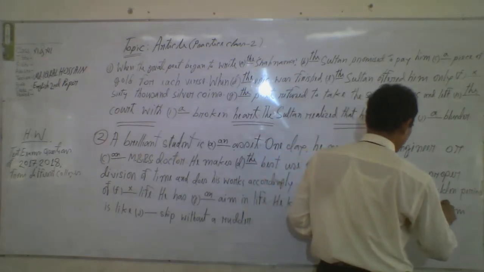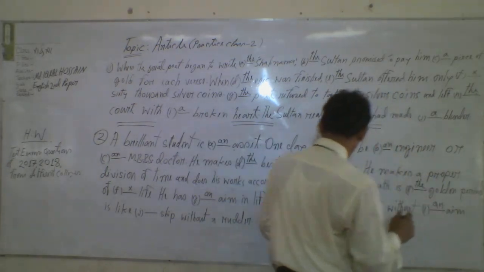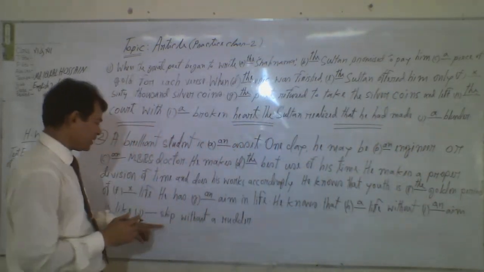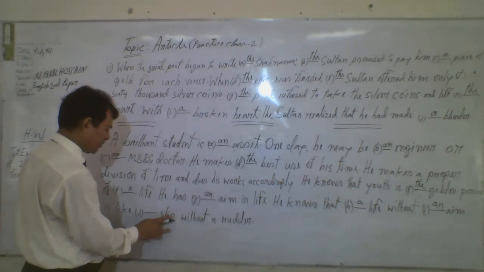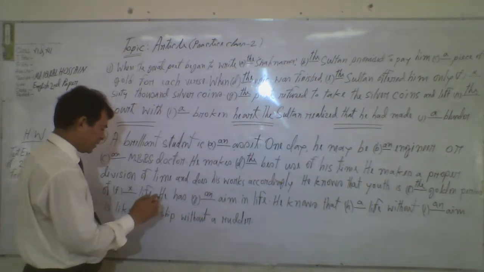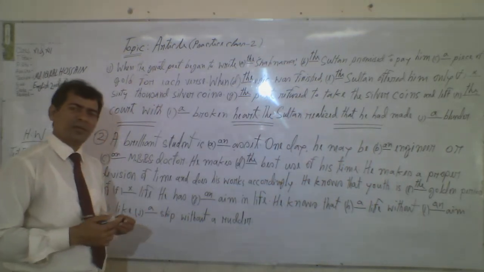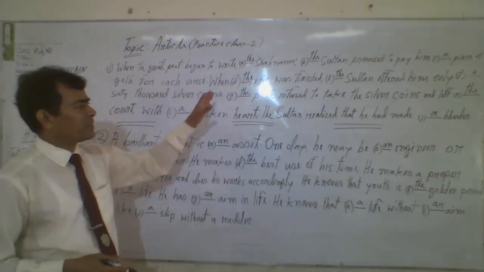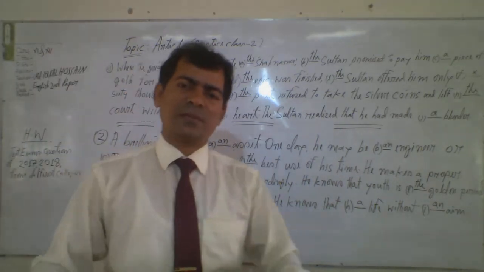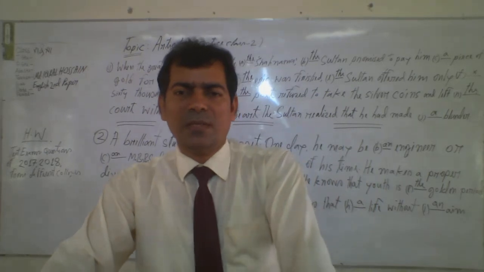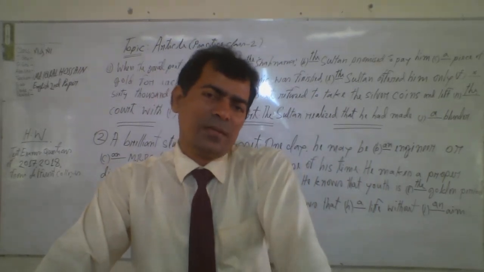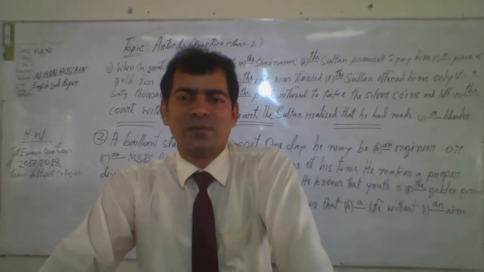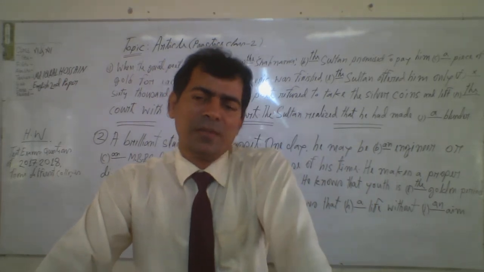Here again, life without an aim is like a ship without a rudder. I must put an article here to determine it. A sheep without a doubt. So from the discussion of these two passages, dear students, I think you have understood that if you learn the rules well, you can solve a question on the topic article very easily.